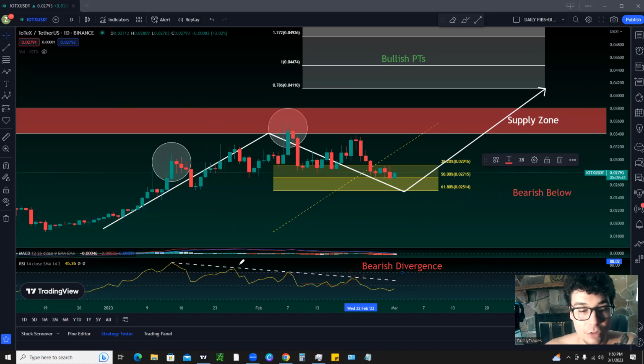Notice how each time we've rejected it, we've pulled back a little bit. We rejected it here, started to pull back. We rejected it here, started to pull back. And then we rejected it again over here and pulled back yet again. Now, the more times you test a trend line, the weaker it gets.